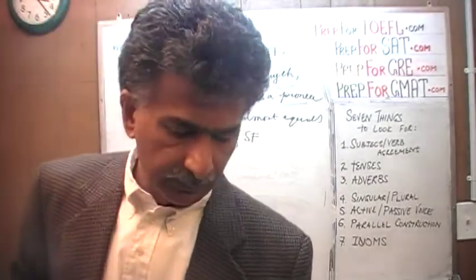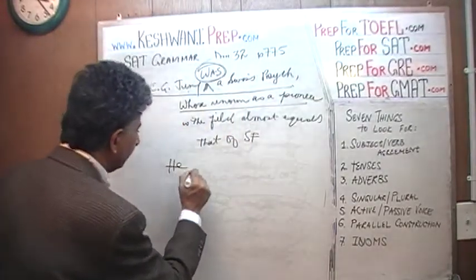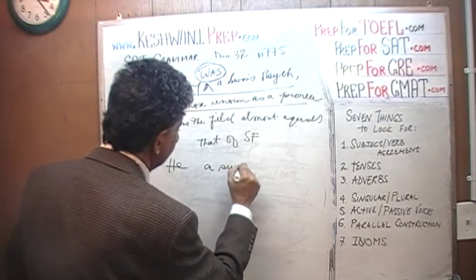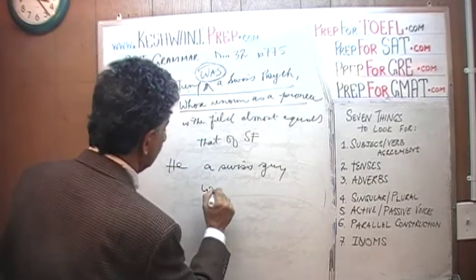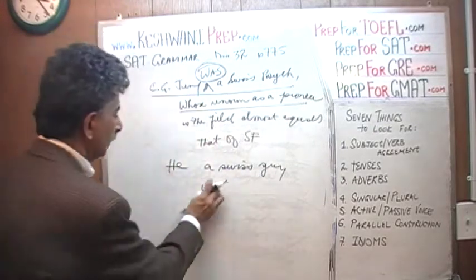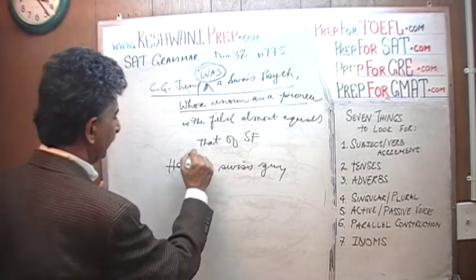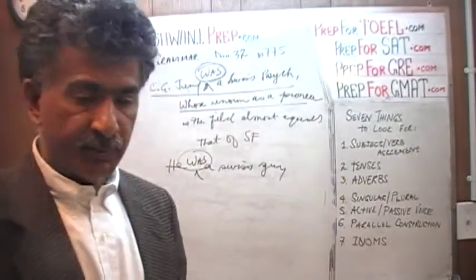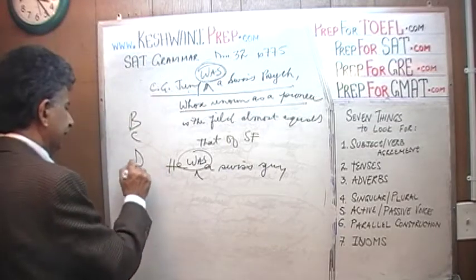Do you understand? But you cannot go around saying he, a Swiss guy. We need a verb here. He was a Swiss guy. Let's see what we can do. Let's look at the answer choices. B, C, D, and E.